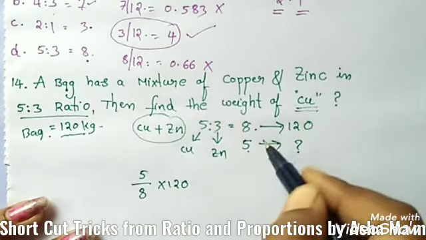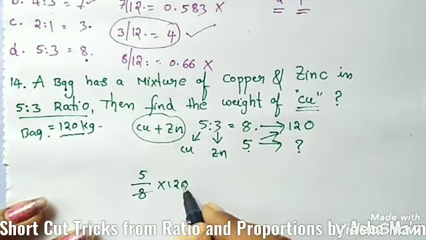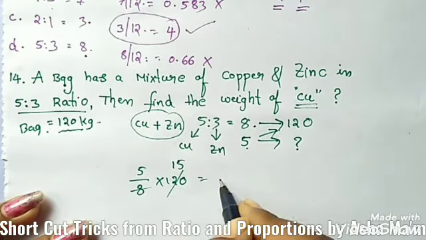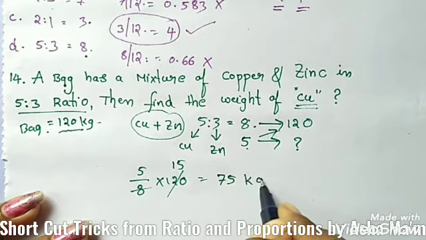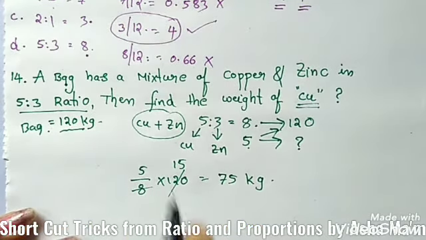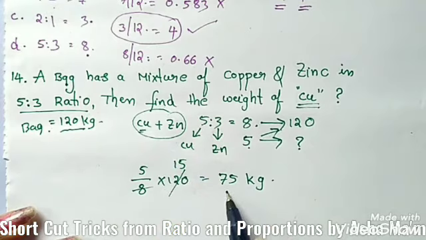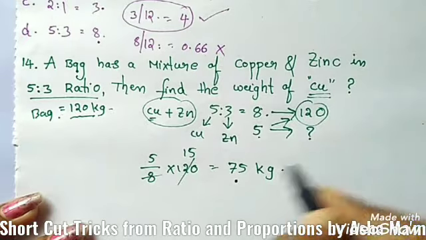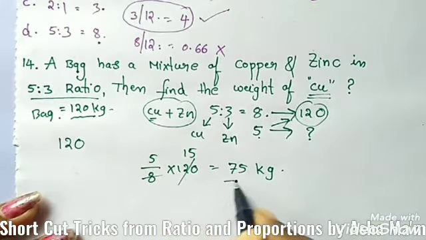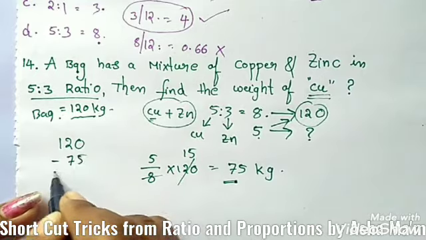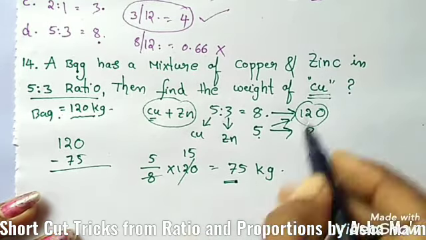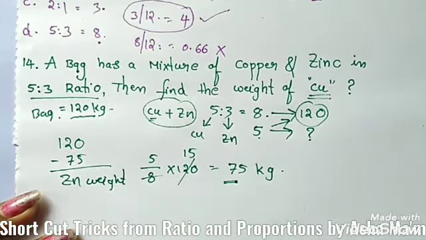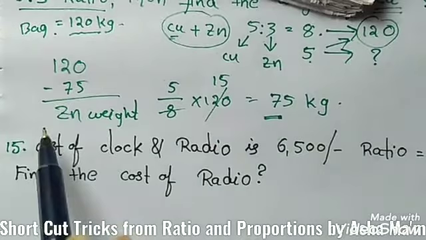5 by 8 into 120 is equal to, this 8 should be cancelled here, 15 times. 15 into 5, that is 75 kg. Now the weight of copper is 75 kg. Let us see, total weight of the bag is 120. If you subtract this 75 from 120, you can get the weight of zinc. So 45 is the weight of zinc.